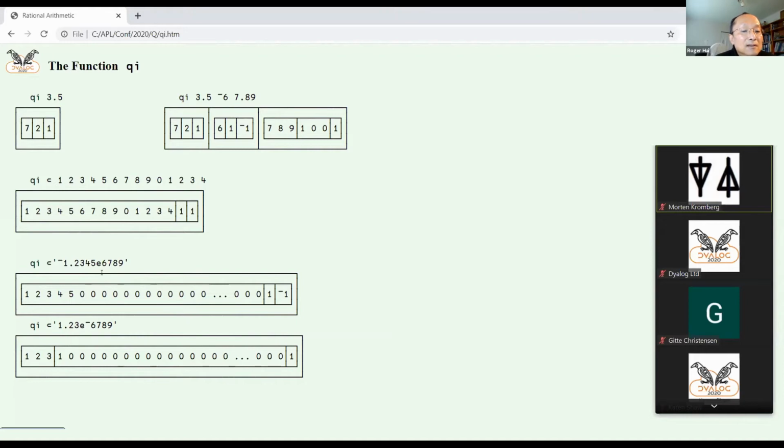So this is a number that you can't work with in ordinary APL, but with this rational arithmetic facility, you can work with them by first giving it to qi. So here we have a number with an extremely large magnitude, and the second one a rational number with an extremely small magnitude.